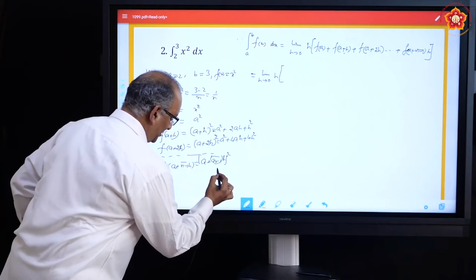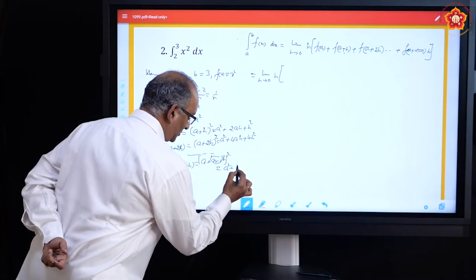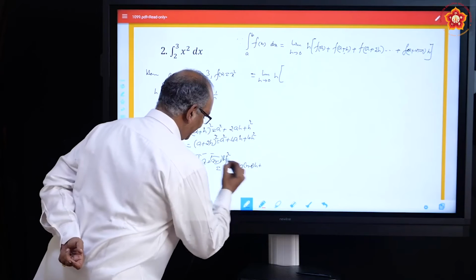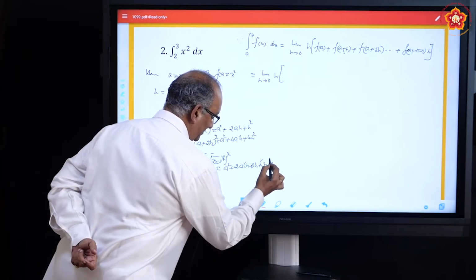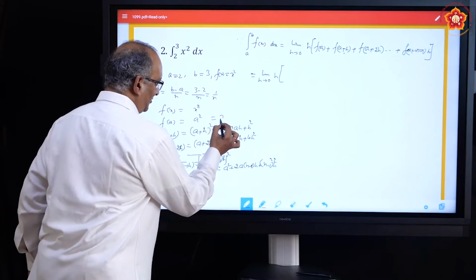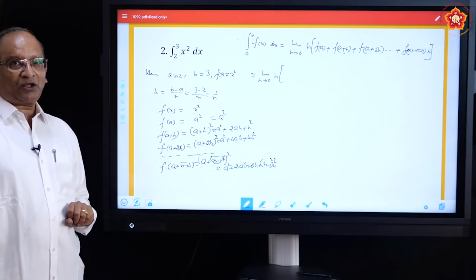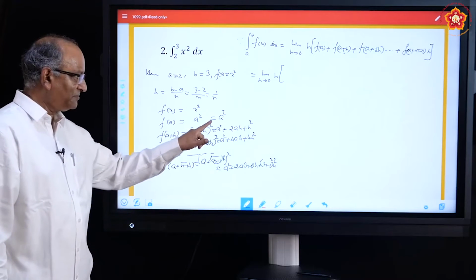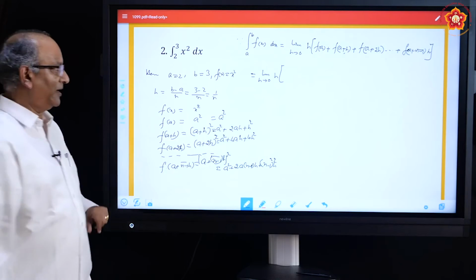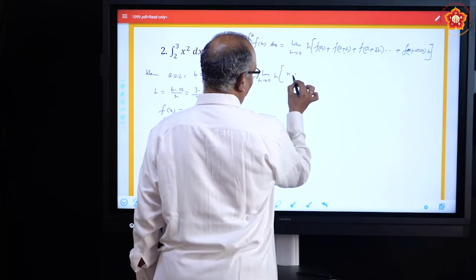Similarly, if you simplify this, you are going to get a square plus 2a into n minus 1 into h plus n minus 1 square h square. Whereas only the first term has got only one term. Now try to add column wise. When you add column wise, every step the first term is a square, a square, a square. How many a squares? n a squares. So h is outside, the sum of this is n a square.